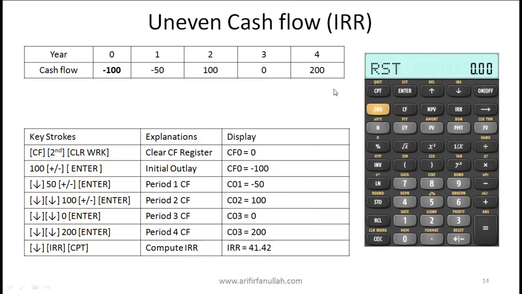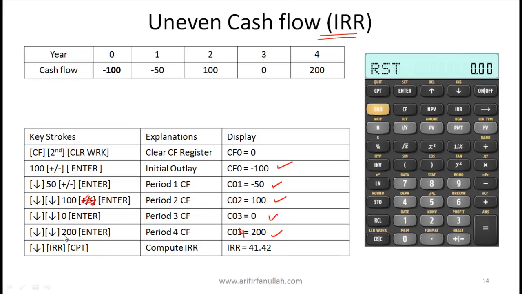Okay, now how do you calculate the IRR for this uneven cash flow? What you do here is the same data entry. So all you're doing is entering your cash flow, first cash flow minus 100, second cash flow is minus 50, third cash flow is 0, and the fourth cash flow is 200. So you enter your cash flow and then you compute.